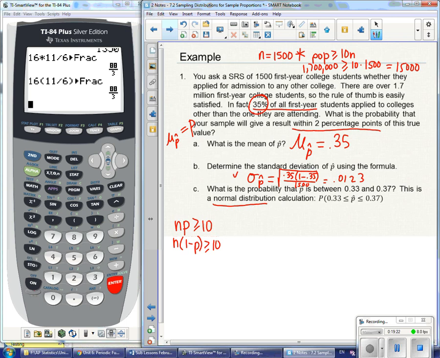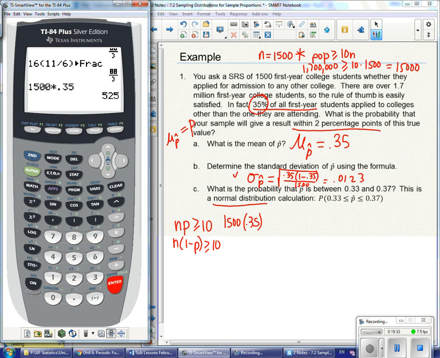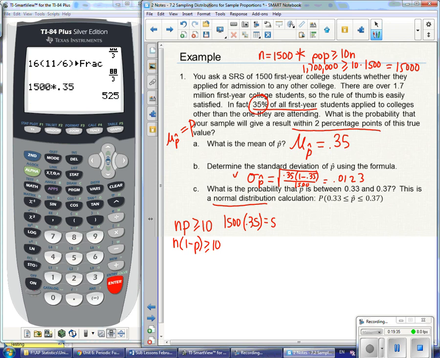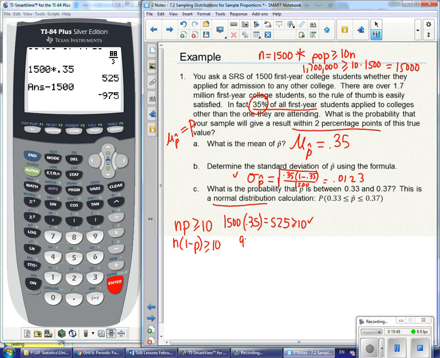And in this case, again, n is 1,500. My probability of success is 35%. And 35% of 1,500 is 525. So that's clearly greater than 10. And if I just subtract that from 1,500, that gives me my number of failures. So that means that the number of failures is going to be 975. That's also greater than or equal to 10. So the normal condition is met.